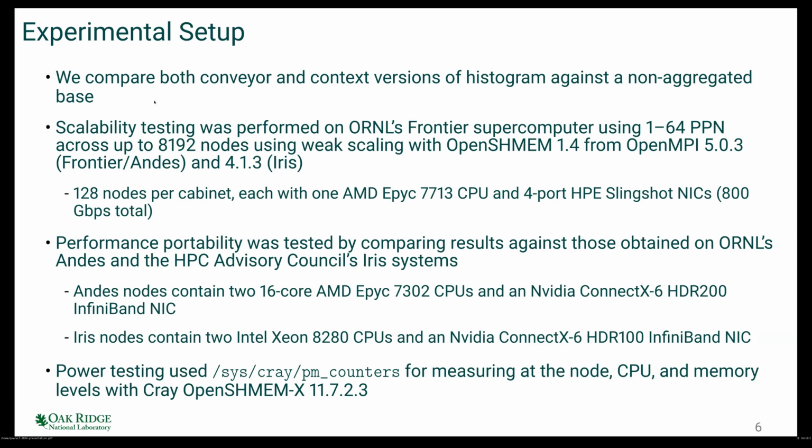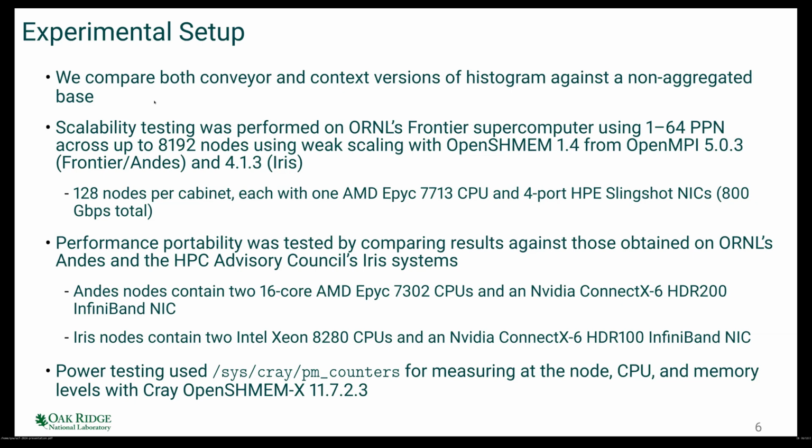And so we're taking a regular non-aggregated approach and comparing both the conveyor and context versions we saw previously against that base. In addition to the Frontier testing we had, we wanted to see how it looks on different network architectures. So we compared against what we got previously on Iris from the HPC Advisory Council, as well as also collecting some data for ORNL's Andes.